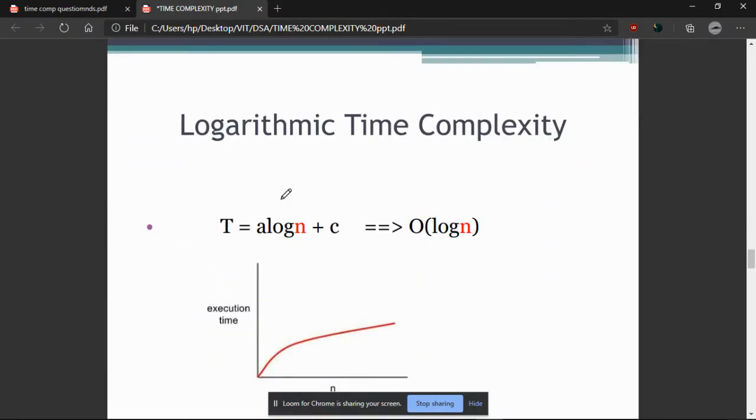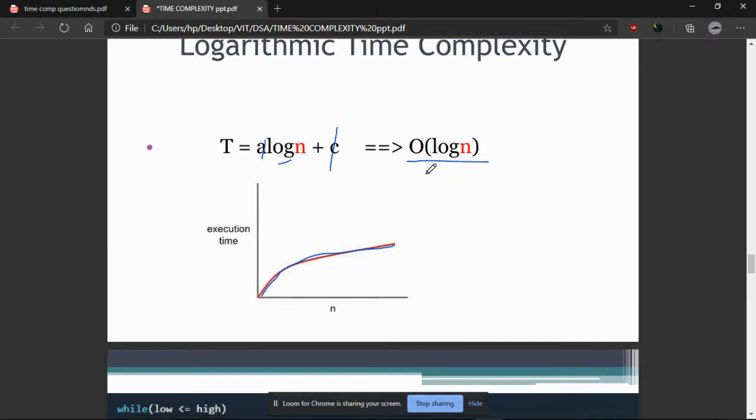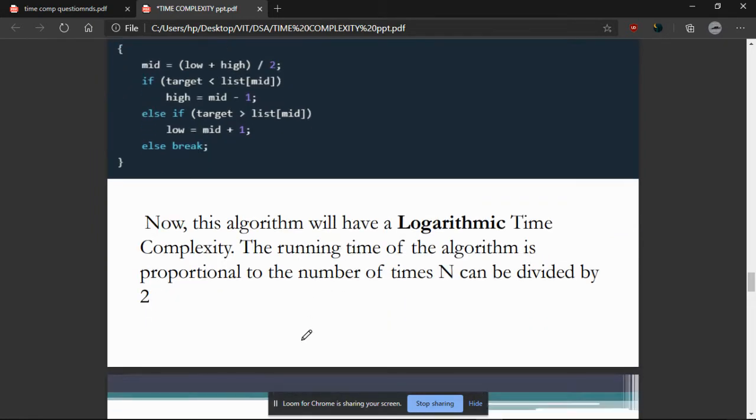Now we also have logarithmic time complexity. It is simple in the form of log, and same, execution time versus input. We have t equals a log n plus c, cancel c, cancel a. We have log n, big O of log n, very simple. Now, for example, we have this while loop and if and else. This algorithm will be logarithmic time complexity. The running time of the logarithmic is proportional to the number of times n can be divided by 2. This is important.